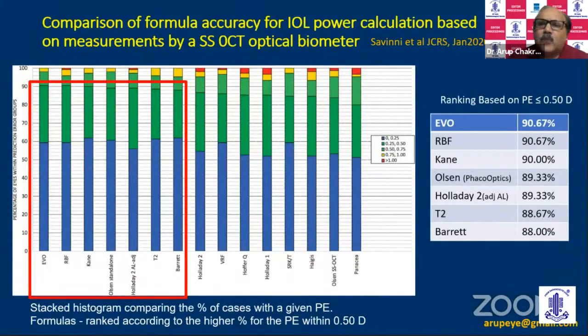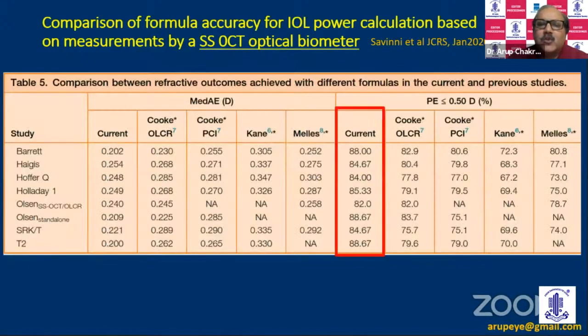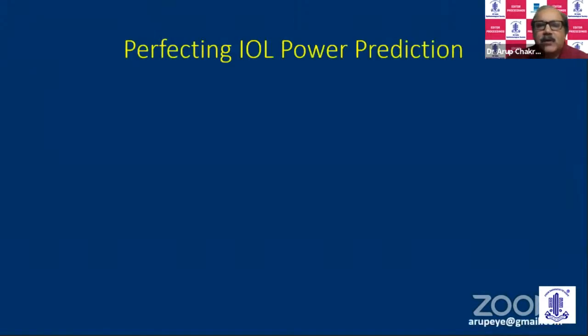And some of the formulas which did extremely well are basically very new formulas. You have the Kane formula, you have the T2, you have the EVO formula. And older formulas also did pretty well. Not as well as the newer formulas, but pretty well. So when you compare this study to the previous studies, the uniform theme was that the refractive accuracy was getting better and better. So now what led on to this kind of situation?